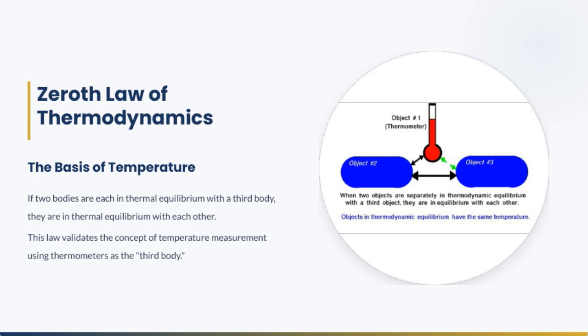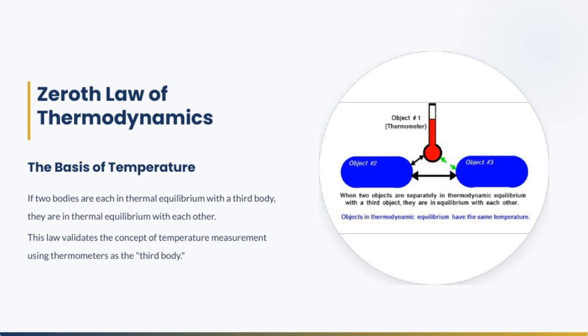It introduces the idea of the third body. That is, a thermometer acts as a neutral reference point. If two objects are each in thermal equilibrium with this third body, then they are also in thermal equilibrium with each other. This is a fundamental concept because it allows us to compare temperatures indirectly through a common reference. This idea forms the basis of our understanding of temperature measurement.